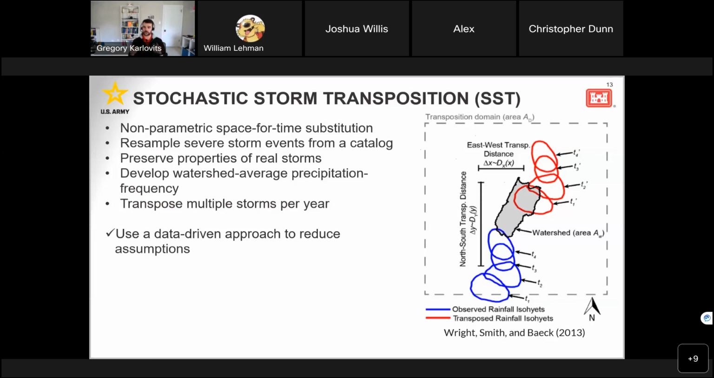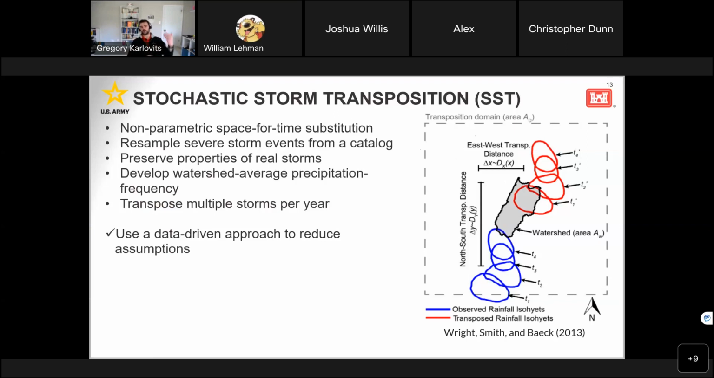Then what we're going to do is not just keep an annual maximum, because an annual maximum is kind of a tricky thing when it comes to those storms. What we're doing is keeping the largest several storm events of each year in the historical record, and we're preserving them wholesale. So if you have a year that had a number of significant events within that transposition domain, you're going to keep all of those.